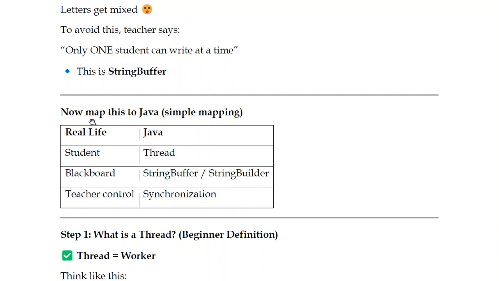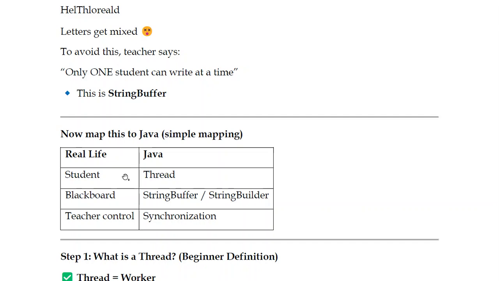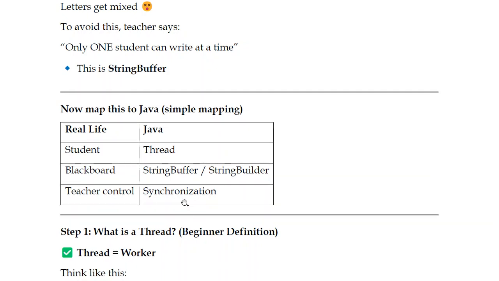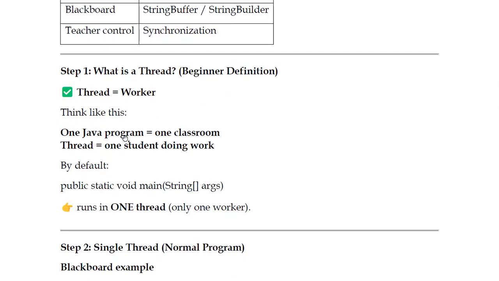So now you can read it. Otherwise, letters get mixed like this. Everyone is writing, and now the board looks clumsy. You can't understand it. This control is taken in Java by synchronization. So what is a thread? The worker. Worker is a thread.